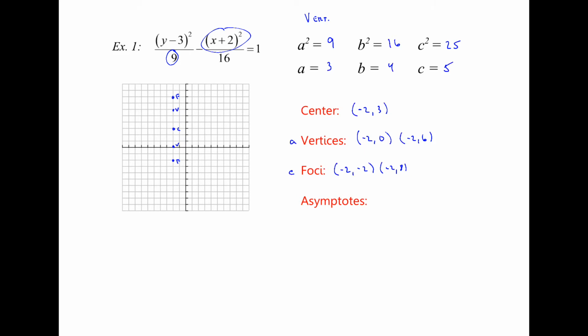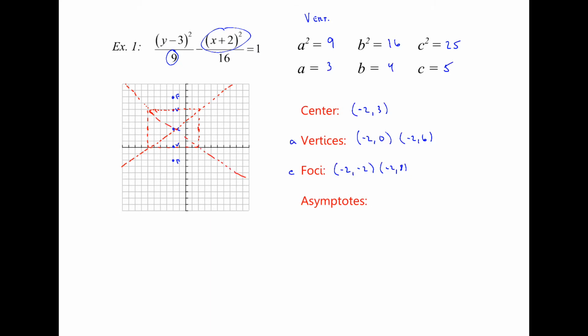Now we need to create that box, which is 4 units away from the center, left and right. And so I'm just going to make a dotted line around the A value, which is the vertex, and then the B value that creates the other side of the box. Then we're going to make a diagonal, once again a dotted line. This is the asymptote that cuts through the center of the hyperbola and through the rectangle diagonal there.